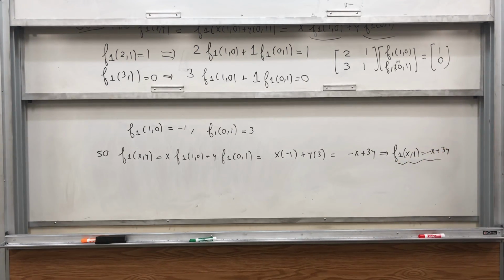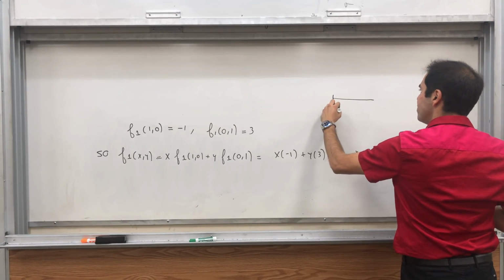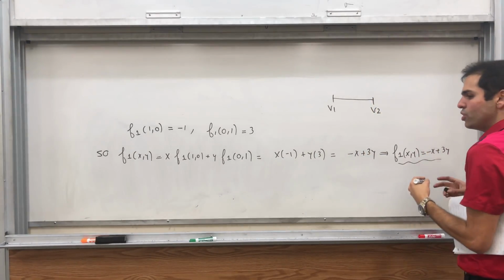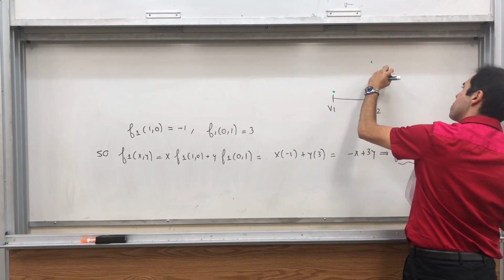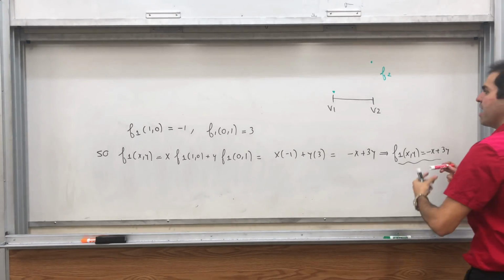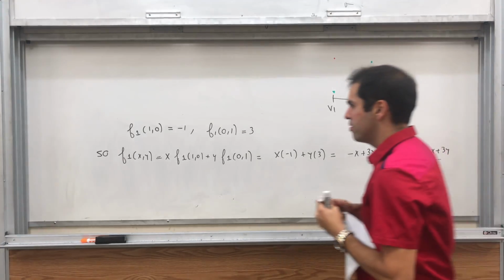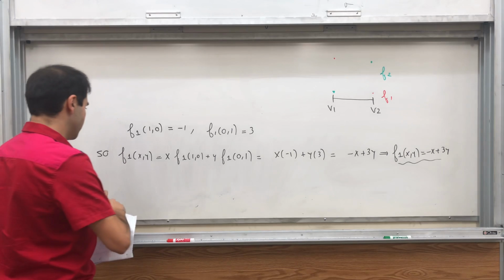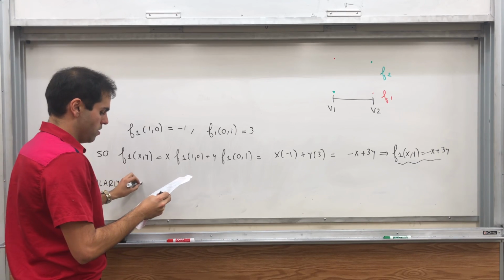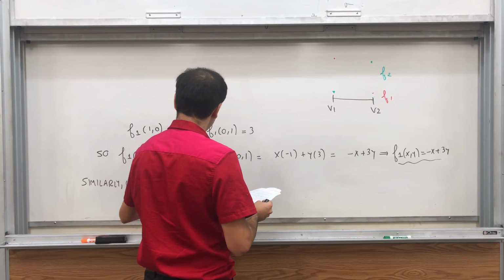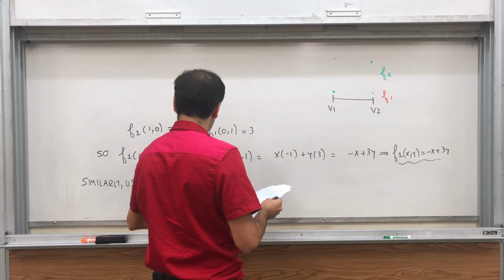And how do you find f2? It's the same thing, except we use the fact that at v1, f2 is 0, and at v2, f2 is 1. So this is f2. In contrast, what did f1 look like? It was the opposite. It was 1 here and 0 here. So what do we get? Similarly, using f2 at 2, 1, this time it's 0, and f2 at 3, 1, it's 1.